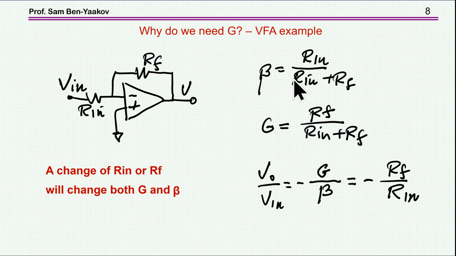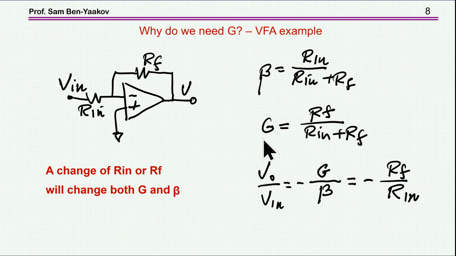Beta is Rin over the sum of the two resistors. G is RF over Rin plus RF. When we divide the two, we get the familiar transfer function of an inverting amplifier, RF over Rin. So it's very simple, but again, you do have to introduce this G.